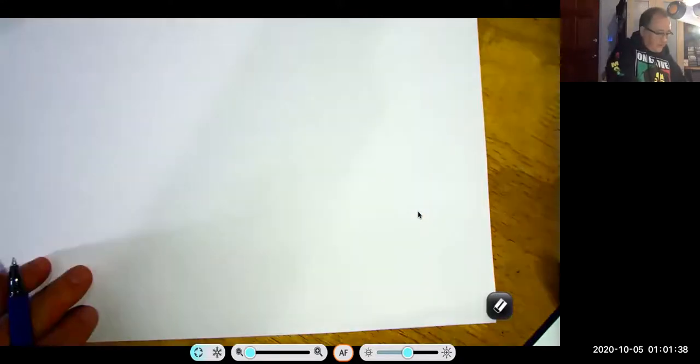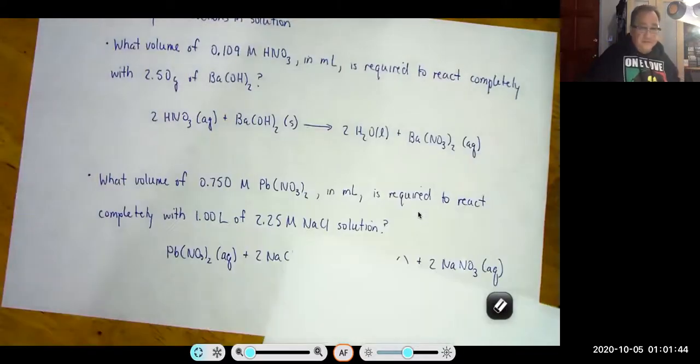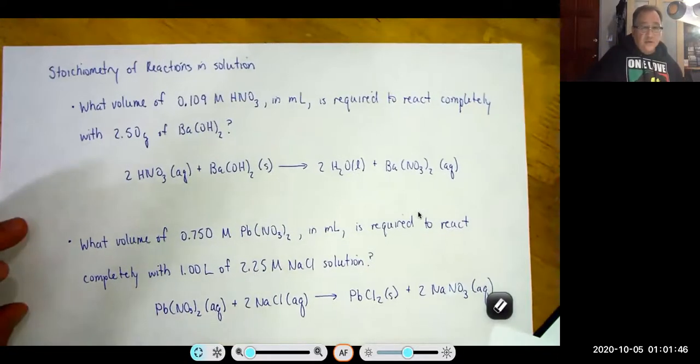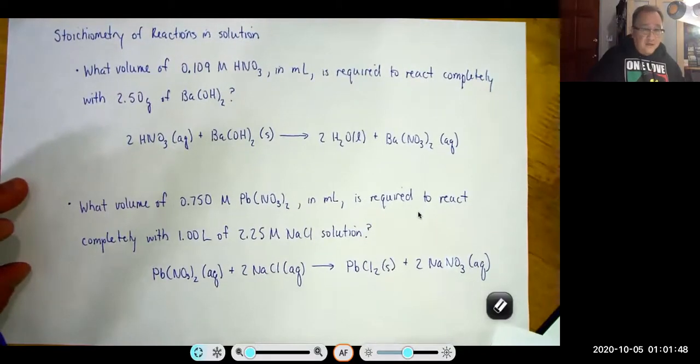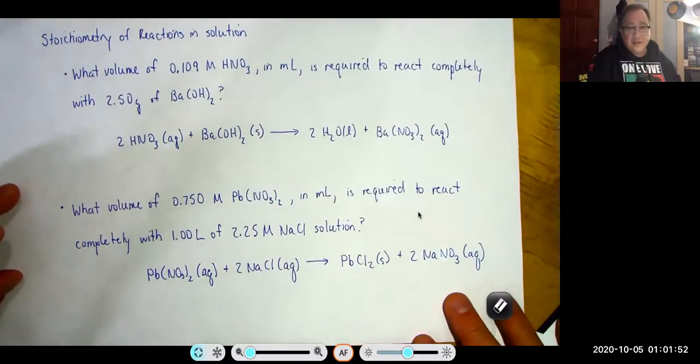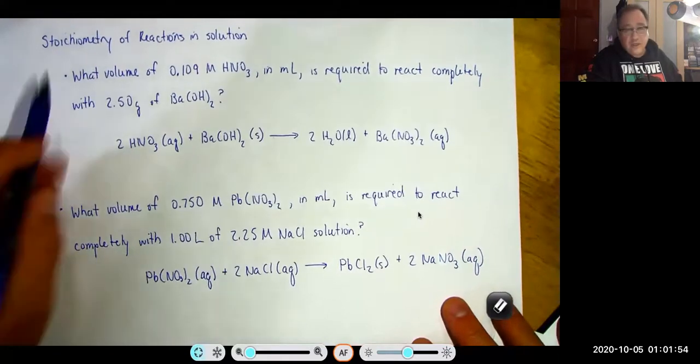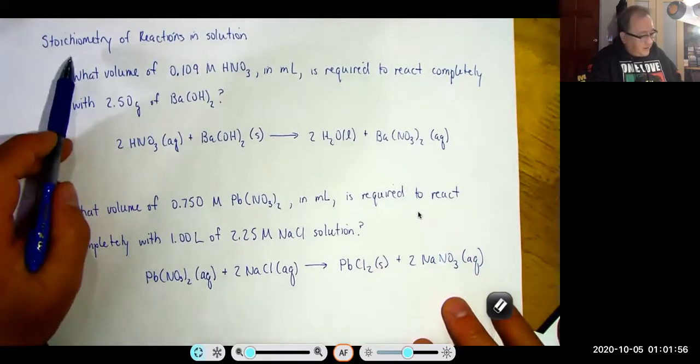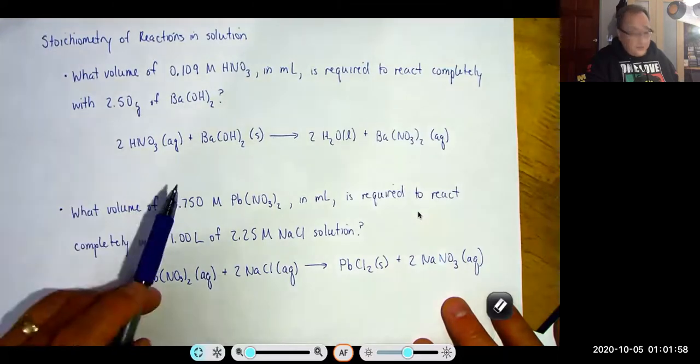Stoichiometry in a solution. Let's see if we have another problem here. And I believe we do. So here's another stoichiometry of reactions in solution. Unless you're from New York, in which case I think it's called a stoichiometry. Stoichiometry of reactions in solution.